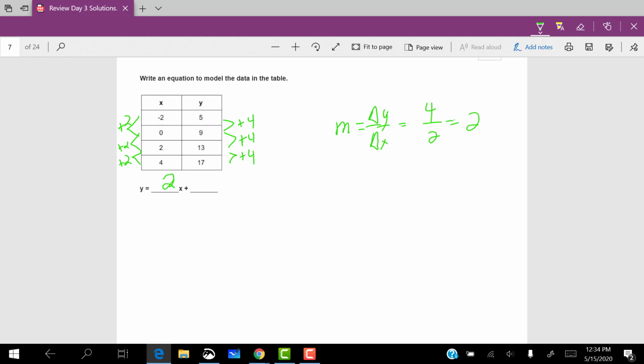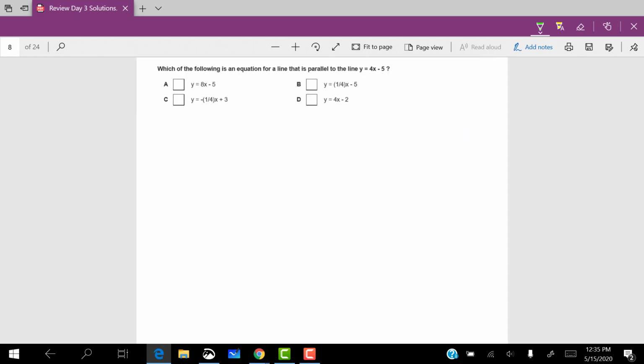It's going to be 2x plus something. What's my y-intercept going to be? Oh, it's right here. That is my y-intercept. So 2x plus 9. All right, we want to be parallel to this line, y equals 4x minus 5.